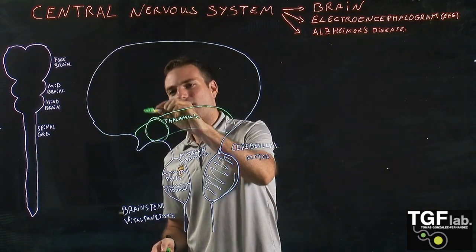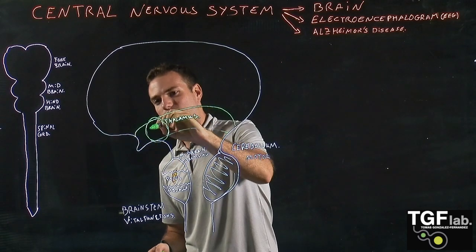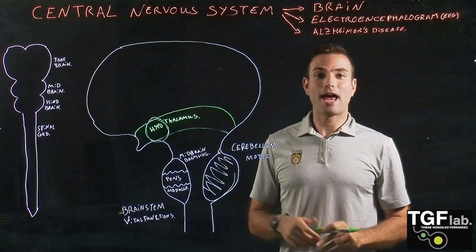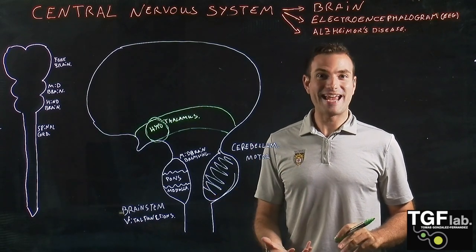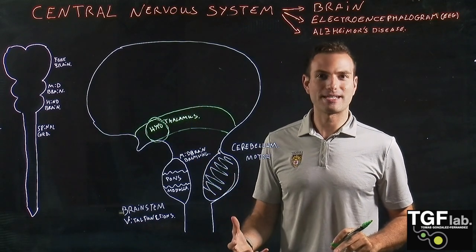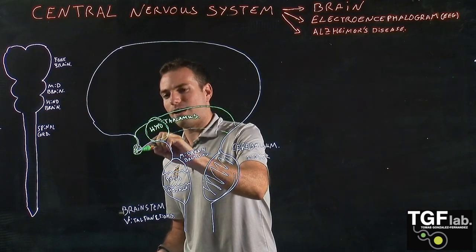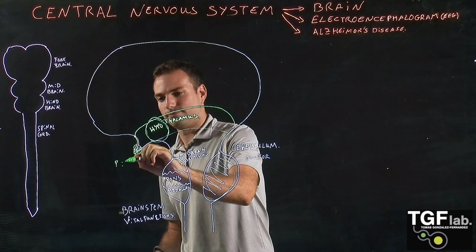So first of all, here we have the hypothalamus, which is going to regulate body homeostasis and also the circadian rhythms, for example. And then very important here, in this part of the thalamus, is the pituitary gland.